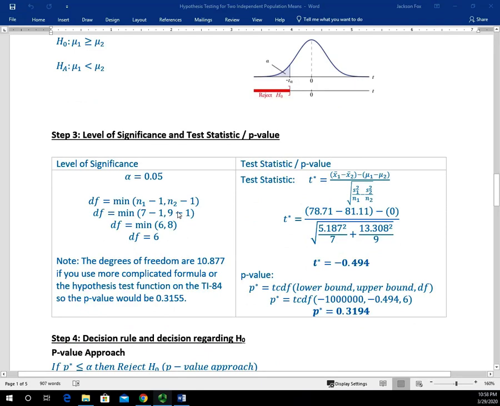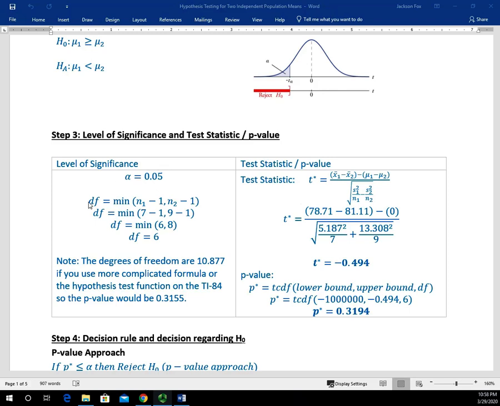So with the level of significance and the test statistic and the p-value, we're going to populate this information in here. So on the left side of this, I take a look at my level of significance, which is my alpha value, which represents the chance of committing what's called type 1 error. That was given to us in the problem statement.